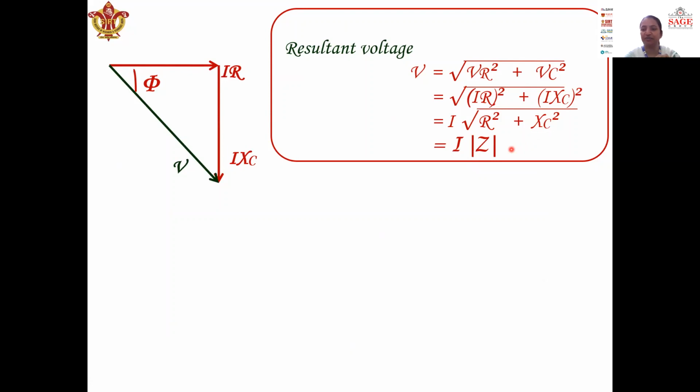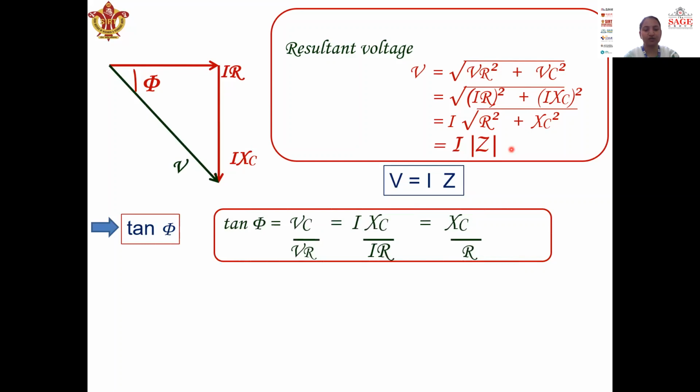And what is impedance? Impedance in this case is the total opposition offered to the flow of current due to resistance and capacitance both. The combined opposition offered to the flow of current in the RC series circuit is nothing but the impedance Z, and Z equals the square root of R square plus XC square. And we can write it like this: V equals I into Z, and according to this voltage triangle, tan theta equals VC by VR, that is perpendicular upon base.